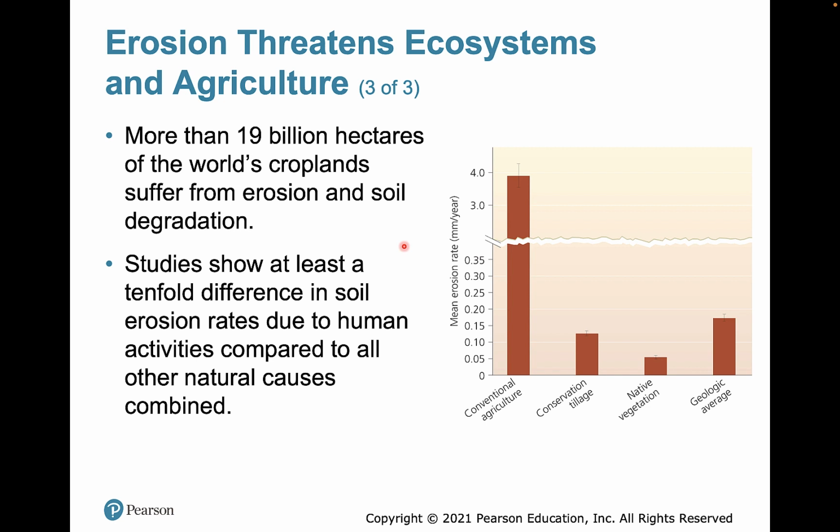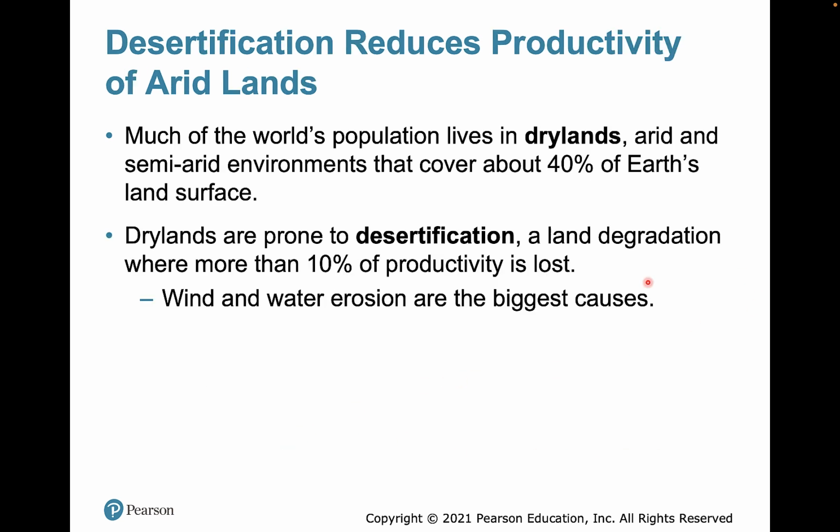A huge portion of our croplands are suffering from erosion and soil degradation. Human activities have increased the rates of erosion, even when you take all the other reasons for erosion combined. A lot of the world's population lives in arid or semi-arid environments called drylands. They are really prone to desertification, where more than 10% of the productivity of an area is lost, and wind and water erosion are the biggest causes.